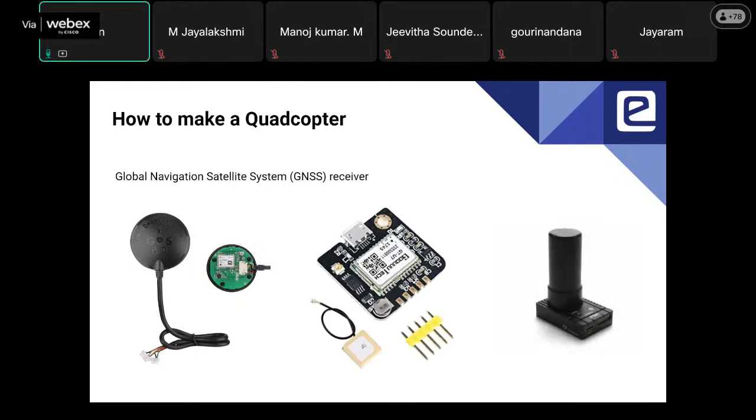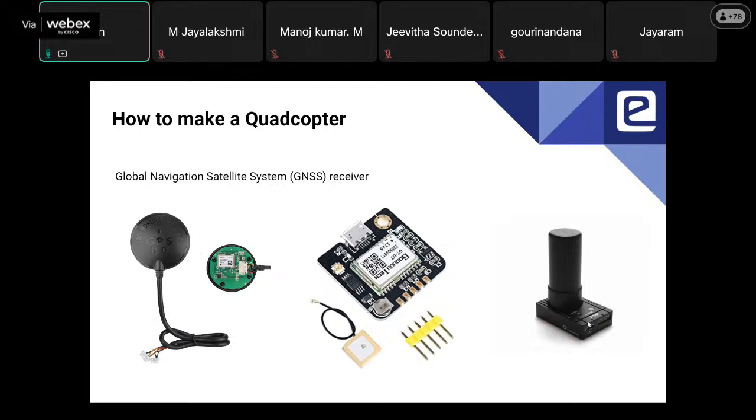So these are some of the GPS receivers. This is one of the common receivers you can see. These are for smaller drones. These kinds of receivers we use on nano drones, like the drone I just showed you. These are normal GPS modules.